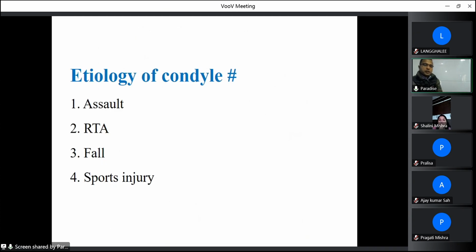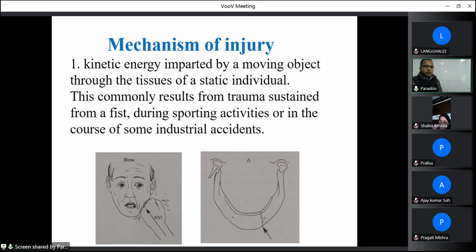If you see the etiology of condyle fracture, it may be due to assault, road traffic accident, fall, or sports injury. The mechanism of injury is of three types. In the first case, the kinetic energy is imparted by a moving object through the tissue of a static individual. This commonly results from trauma sustained from a fist during sporting activities or in the course of some industrial accident. So here, the object is mobile and imparts kinetic energy to the static individual.